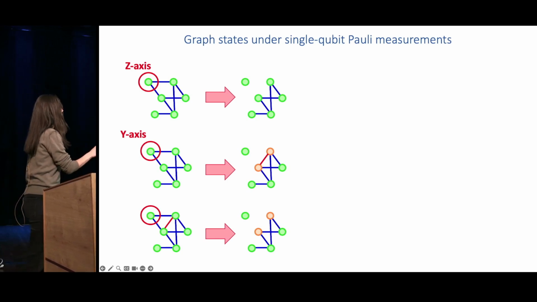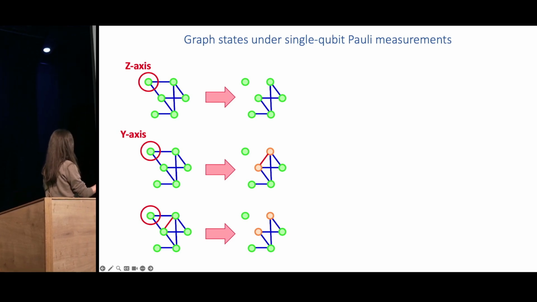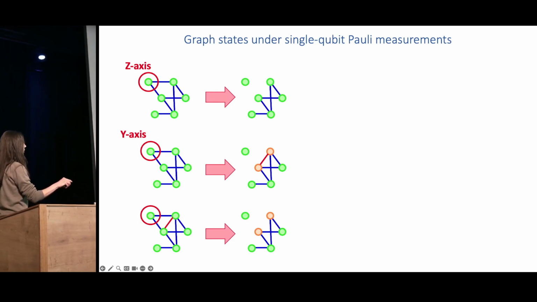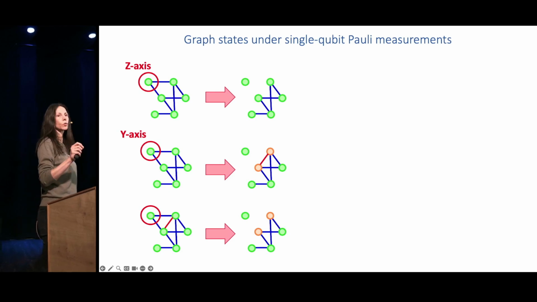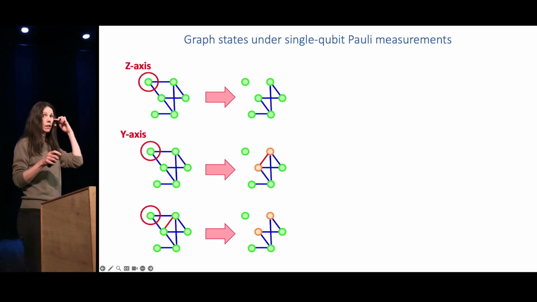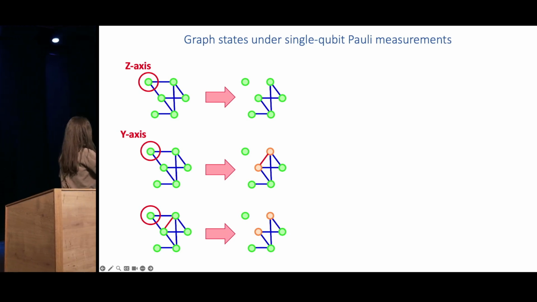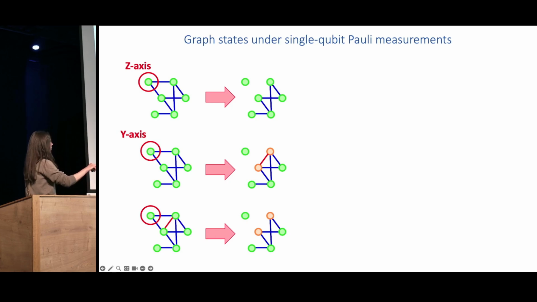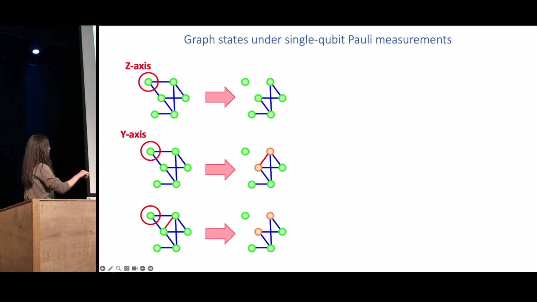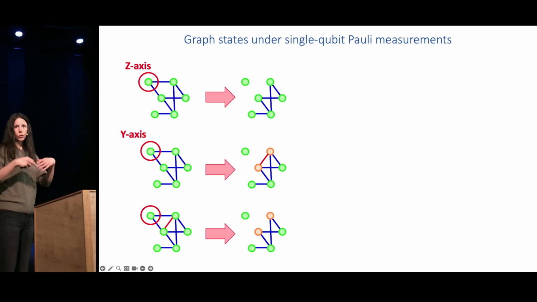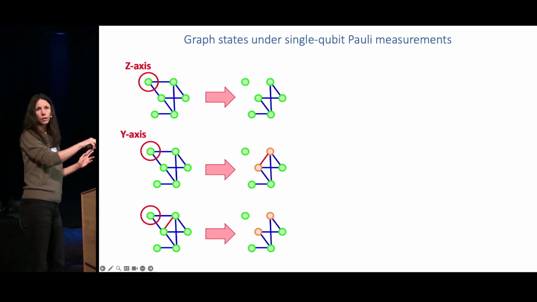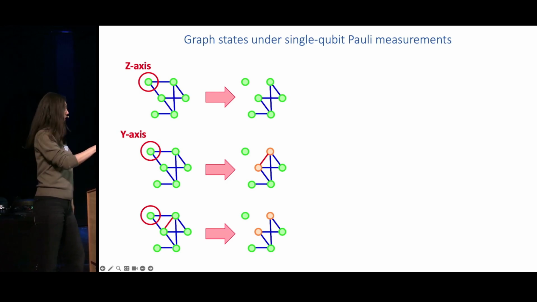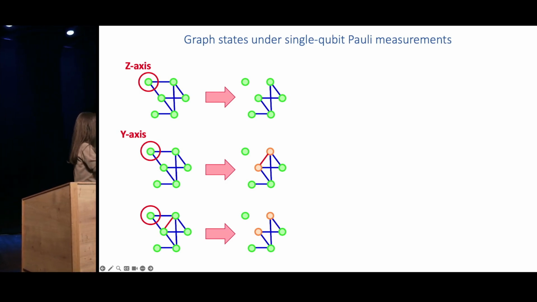Now let's look at the Y measurement. If I measure this qubit in Y, again, I'm disentangling it up to Paulis. I get a graph for this, just a node. And now I do local complementation to the neighbors. And remember, local complementation means if the neighbors are not connected, here they're not, I put an edge. If the neighbors are connected, like I show here, then I remove the edge. So this Pauli measurement also leaves the graph structure, but it modifies it. And again, I would need Pauli operations to bring it exactly into a graph form, but you see what happens to the structure.